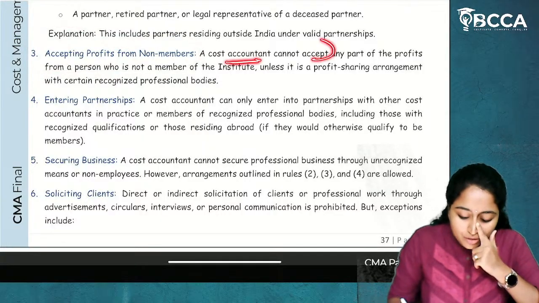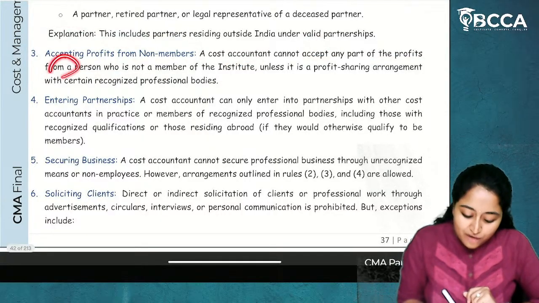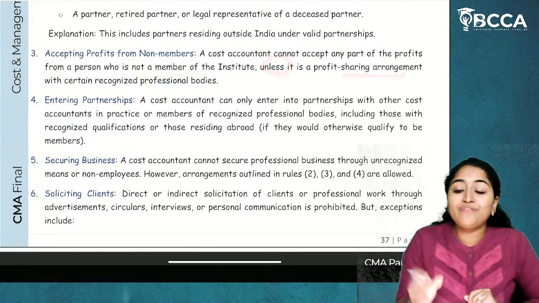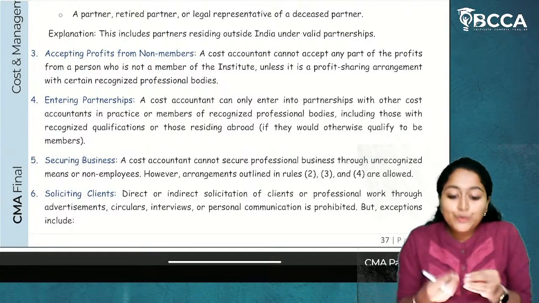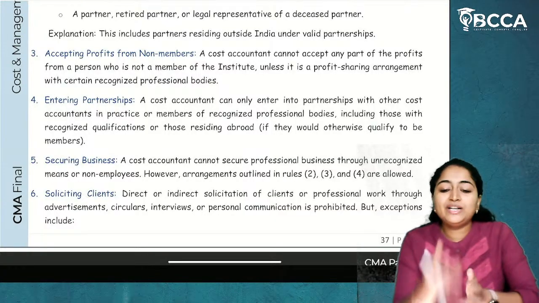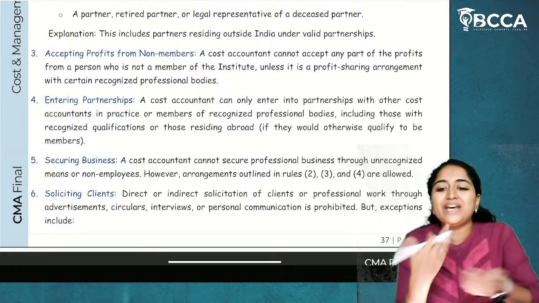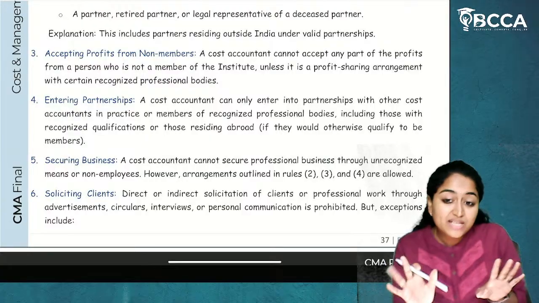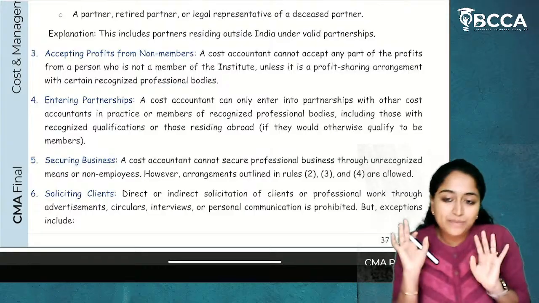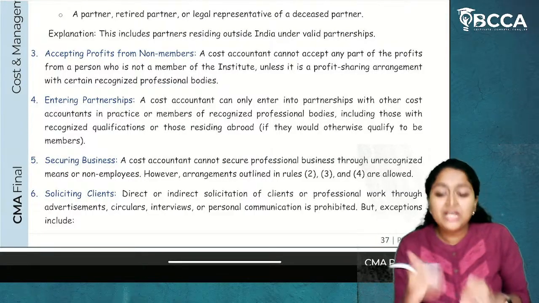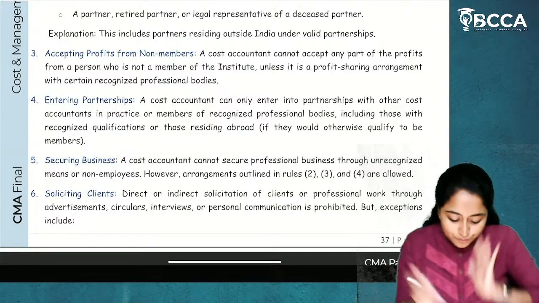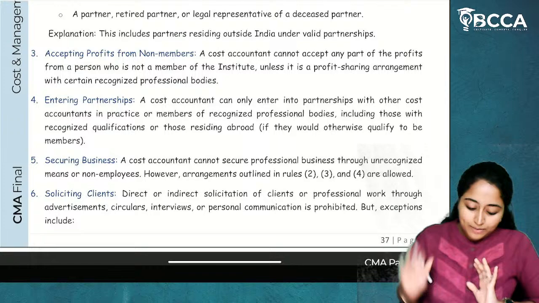A cost accountant cannot accept any part of profits from a person who is not a member of the Institute unless it is a profit sharing agreement, which means you and he are in a profit sharing agreement. You are doing work, and whatever profit comes from that work, you share it in a profit sharing ratio. If that's the case, then you can do it. Other than that, if you are acting as an employee of that particular company or person and he is giving any profit share, then you can't accept it. You can't share the profits either. That is accepting profits from a non-member.